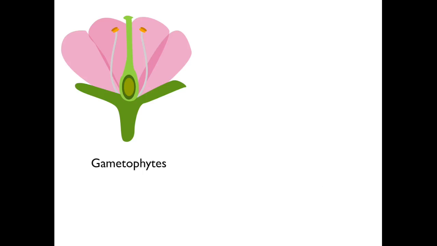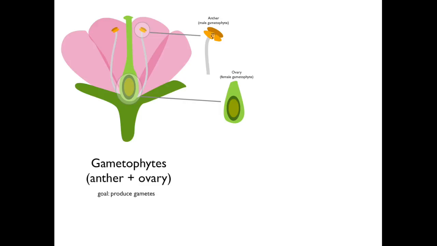Here we see the side view of your typical flower. The male gametophyte is found within this part of the plant, called the anther. The female gametophyte is found in this part of the plant, and is called the ovary. In summary, the gametophytes of the flower are the anther and the ovary, and their job is to produce gametes.